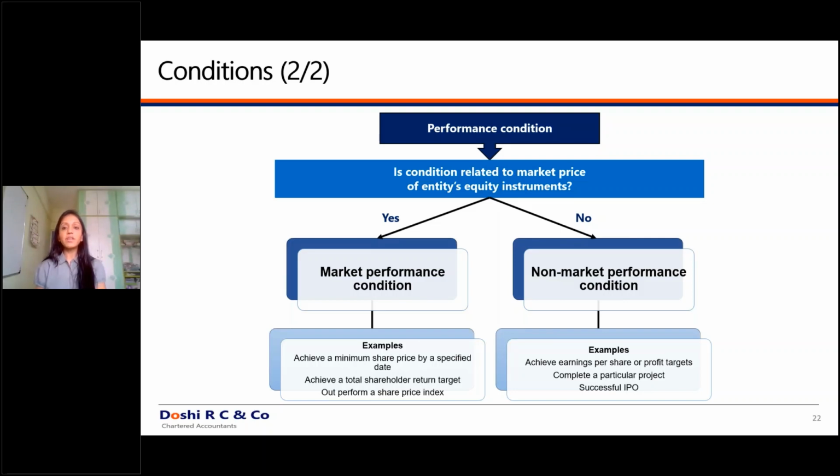So what does it mean? The examples that I gave, the earnings per share, how much is the turnover of the company, on account of completion of any kind of project. So these are the non-market conditions. Now, why are these conditions relevant? Why are we discussing these conditions? So we'll understand in detail.